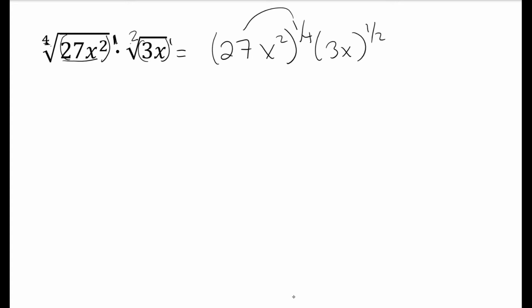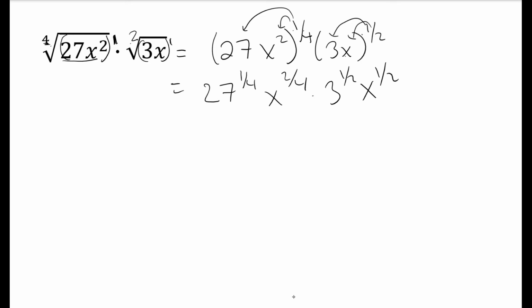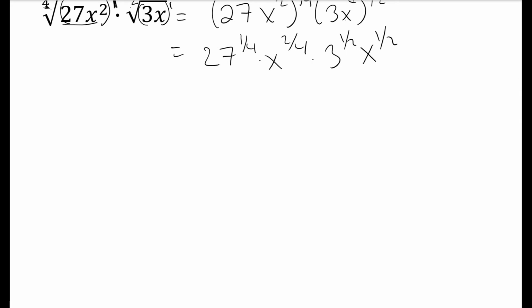Okay, so now I'm going to distribute these exponents, and I get 27 to the 1/4 power. x to the 2 times 1/4 is 2/4. And then we got 3 to the 1/2 power, and then x to the 1/2 power. Okay, so we can combine these two x's together. This can be reduced to x to the 1/2 power. So let's go ahead and reduce that to 1/2 power. And then we can combine these and add the exponents together. 1/2 plus 1/2.